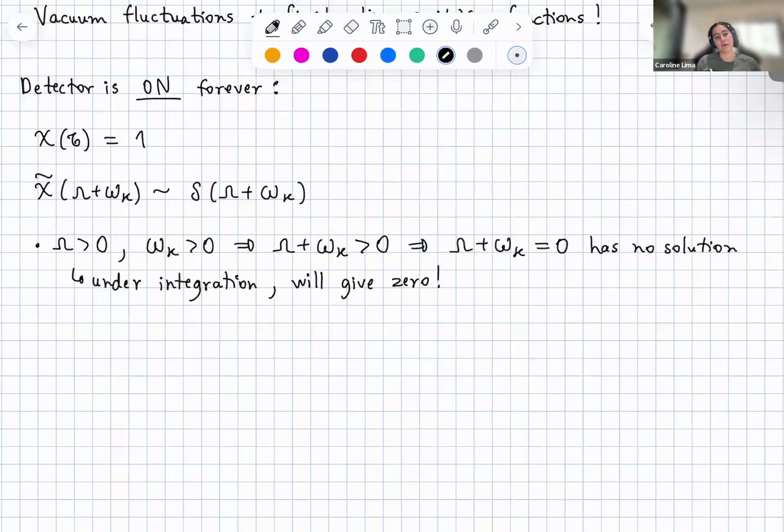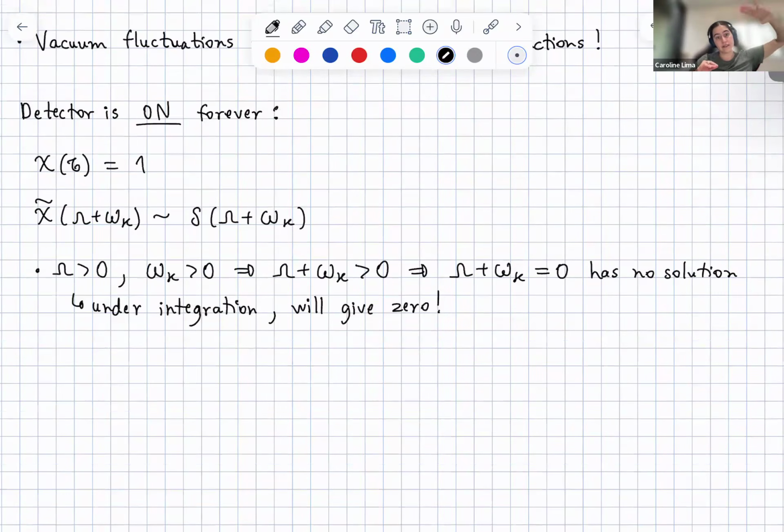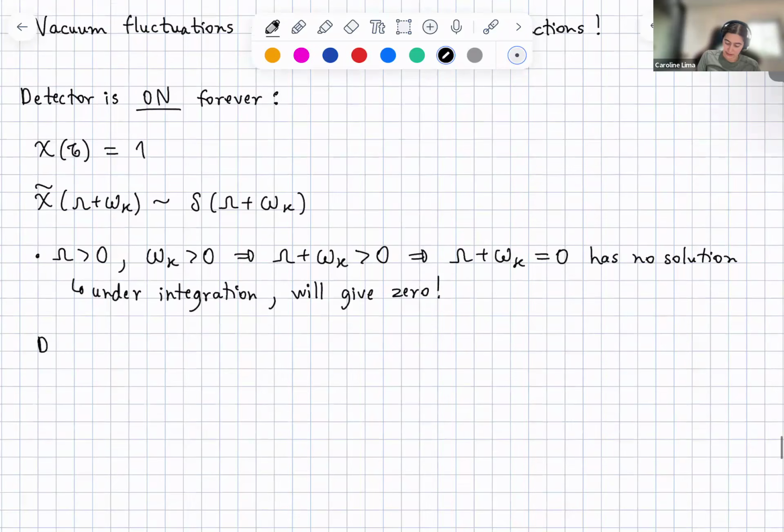So if the detector is going to be on forever, then the intuition is that it should not click. The detector that is forever on will not click. So the probability of getting excited is just going to vanish.